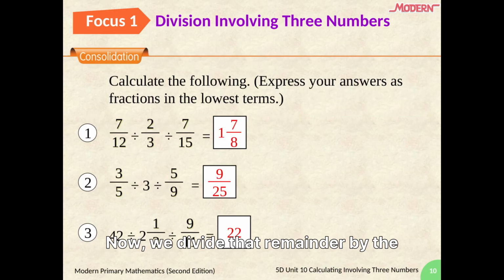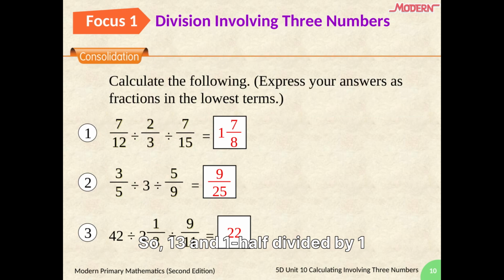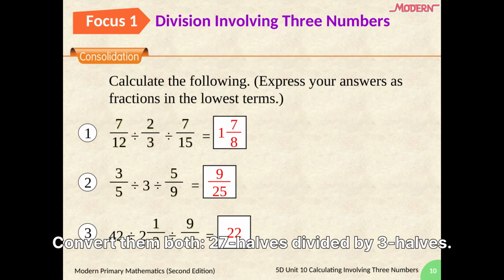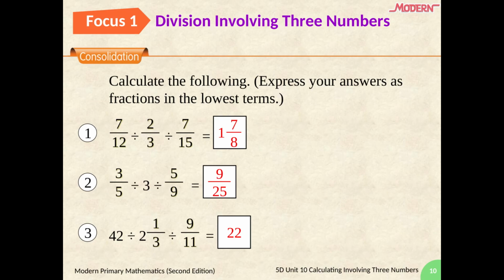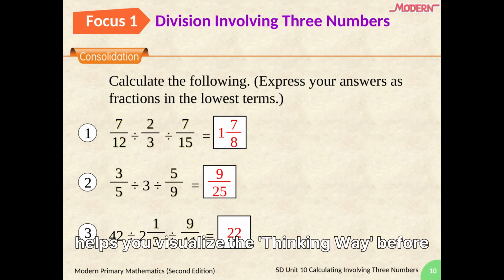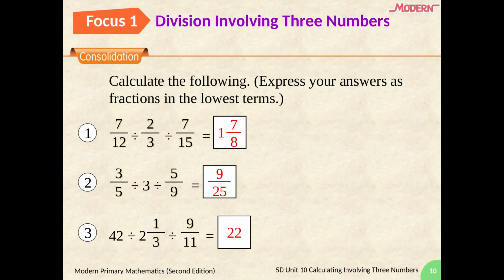Now we divide that remainder by the weight of one bag, 1 1/2. So 13 1/2 divided by 1 1/2. Convert them both. 27 halves divided by 3 halves. Flip and multiply: 27 halves times 2/3. The 2's cancel out, and 27 divided by 3 is 9. Exactly 9 bags. See how the diagram on page 34 helps you visualize the thinking way before you even start calculating? Always look at the bar models.